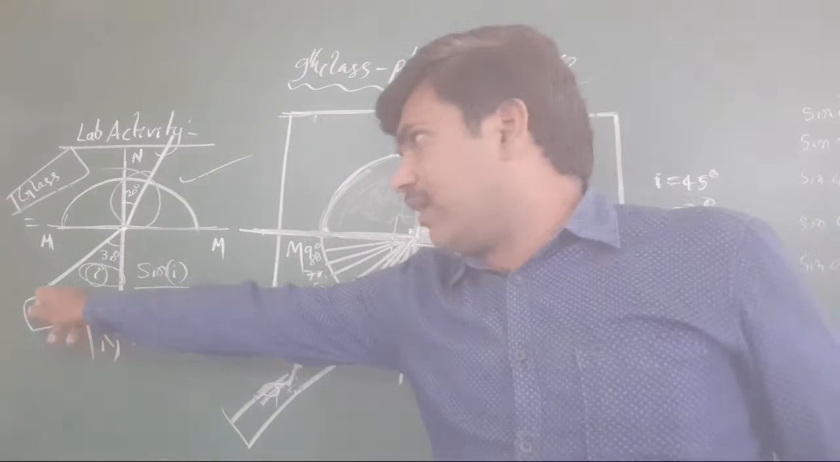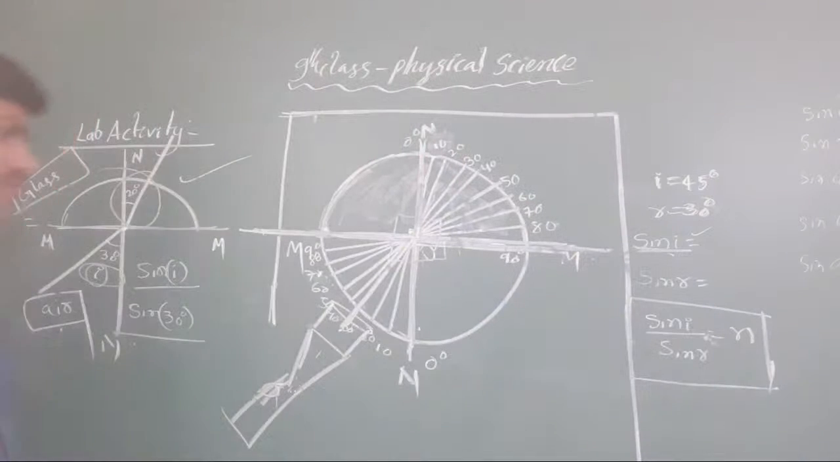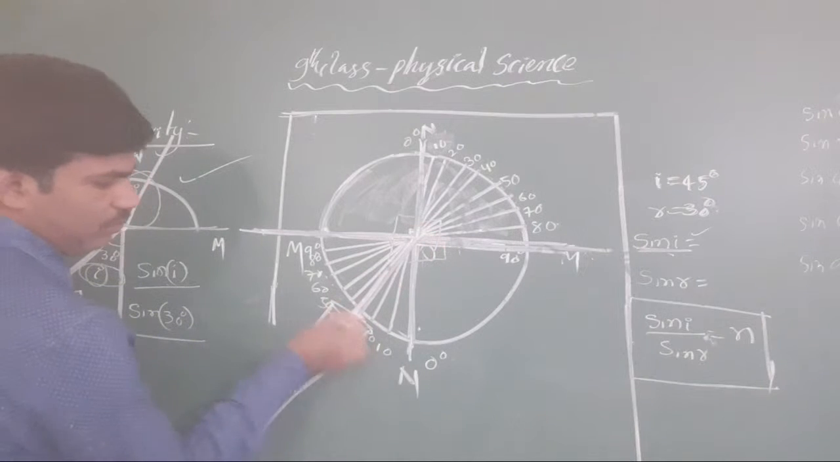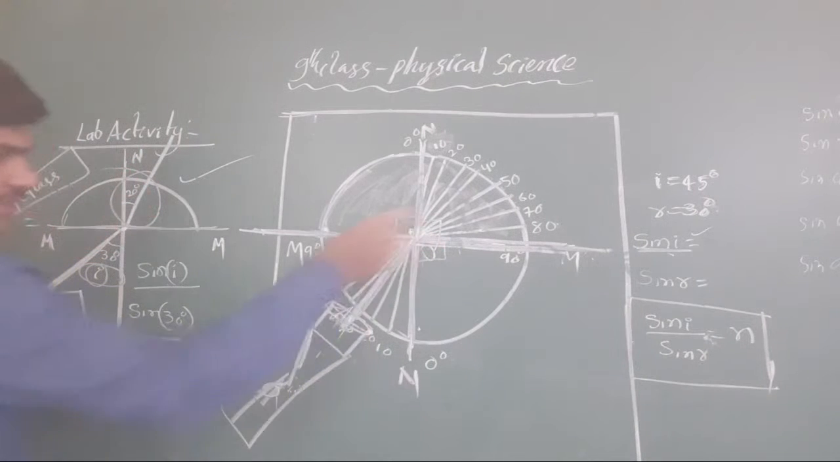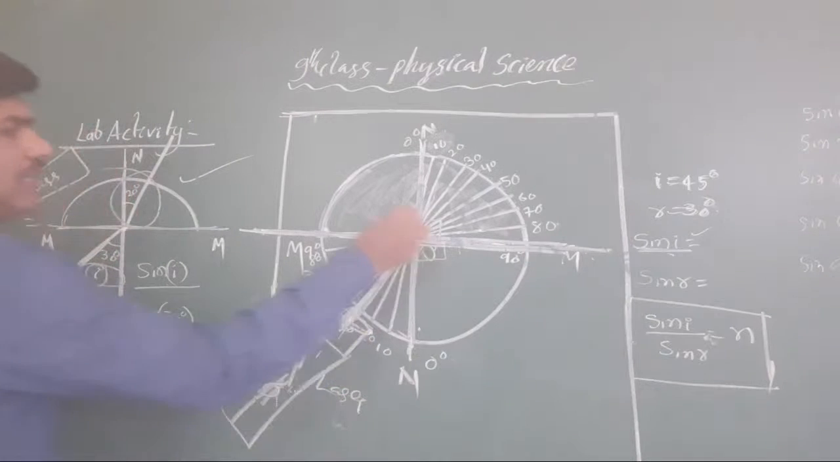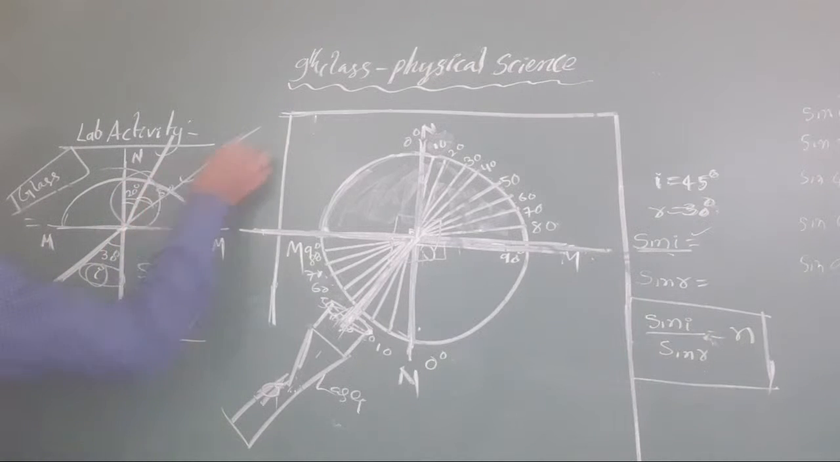Now send our laser light from where? From A, meaning from here, at somewhat 30 degrees. It will be taken as a light ray. Yes, the laser is sent at 30 degrees here. Suppose it is 30 degrees. Okay, now it will not remain at 30 degrees.